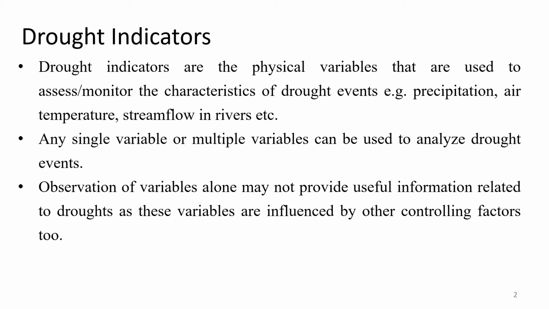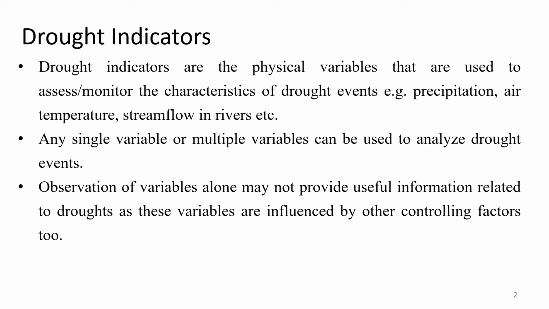Drought indicators. So drought indicators are nothing but the physical variables that we can observe and use for defining or monitoring drought events. For example, we all know that precipitation is a major controlling variable for meteorological drought. So if we have data about precipitation, we will get to know whether precipitation is less or more than normal, which will give us an idea about drought conditions. So such physically measurable or estimated variables that can be helpful in monitoring drought conditions are known as drought indicators.